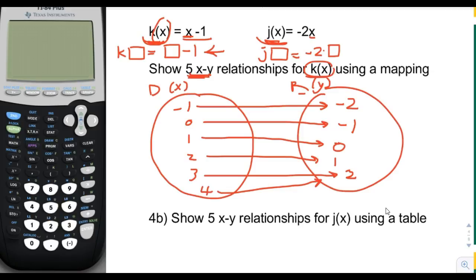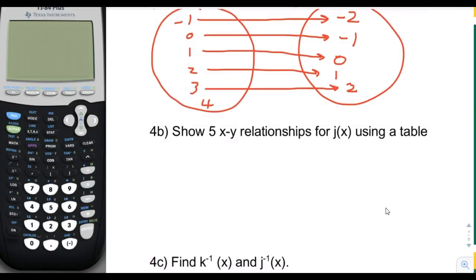Two x's mapping to one y is not a problem. The problem is when one number in the x maps to two y's. That's a problem. Then it's not a function anymore. All right, let's do the same thing for the relationship defined by function j, which is multiplied by negative 2.